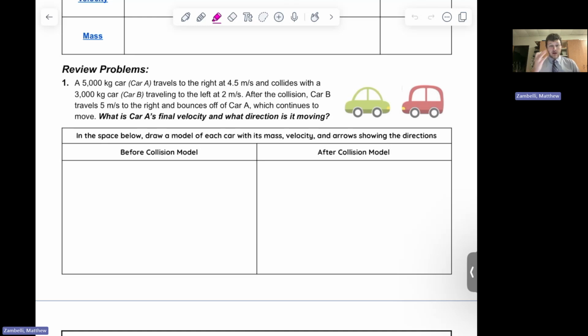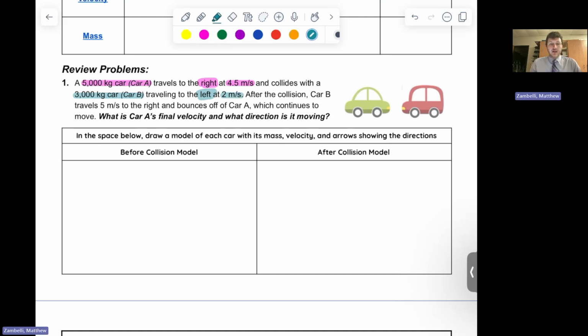So what we're doing here is we're going to draw our model. But before we do that, let's highlight some information. So let's annotate our problem. It says a 5,000 kilogram car, which is car A, moves to the right. Remember, direction matters when we talk about velocity, and it's going at 4.5 meters per second. So we have a speed with a direction, right? And then it says car B is 3,000 kilograms and is traveling to the left at 2 meters per second.